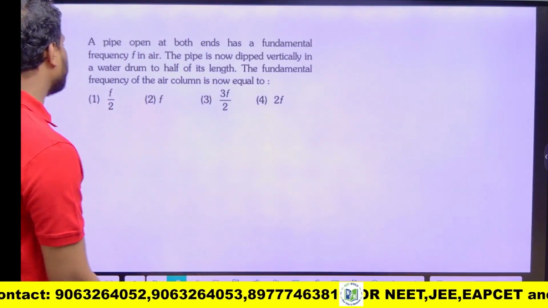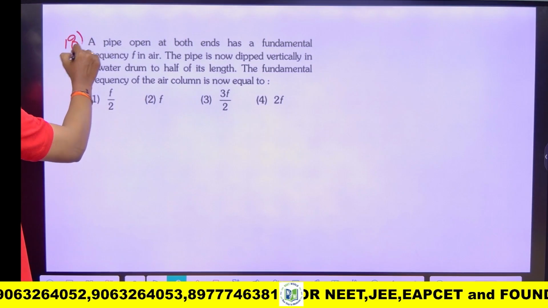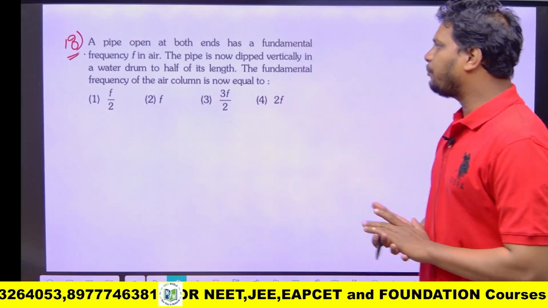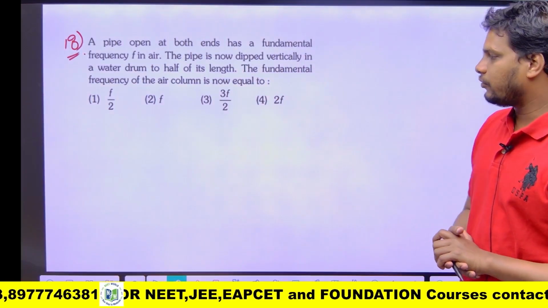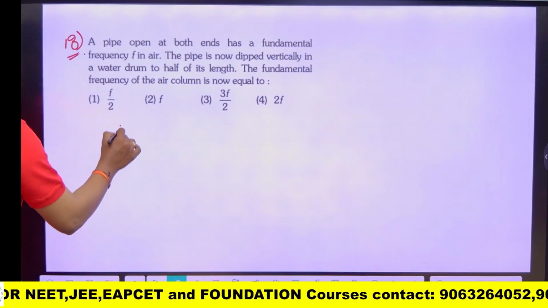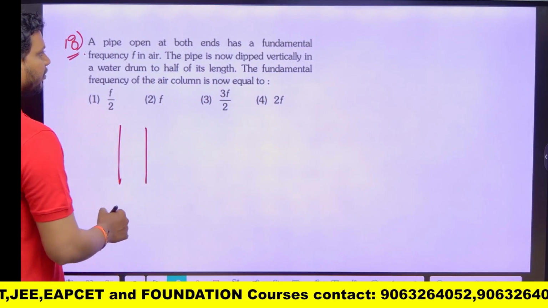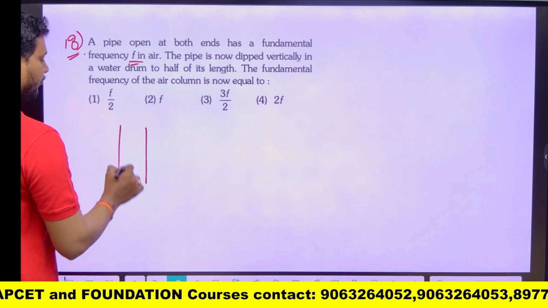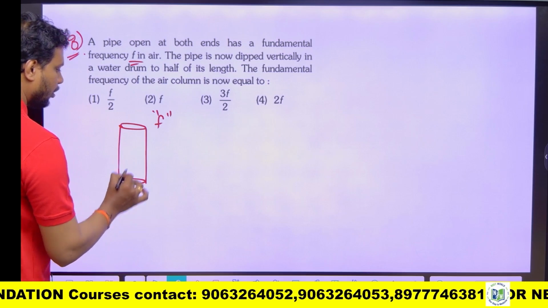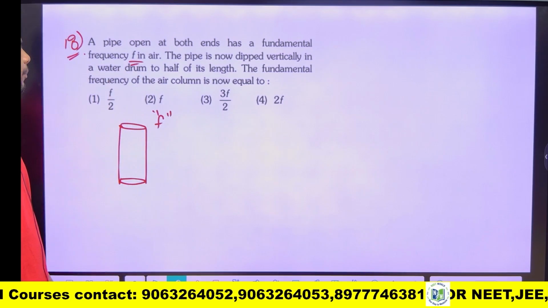And the next question, this is from waves. That is a pipe open at both ends. So pipe open at both ends means it comes under the open pipe. Okay. So a pipe open at both ends has a fundamental frequency f. So that fundamental frequency of this open pipe is f.